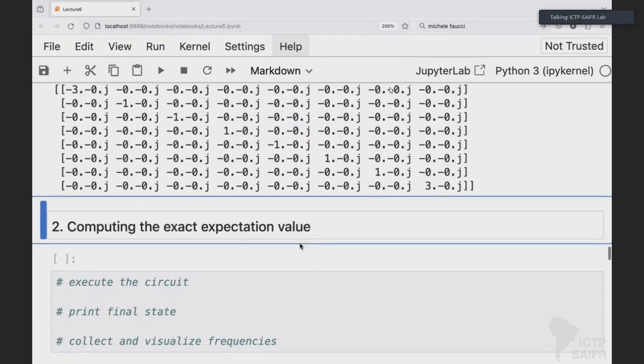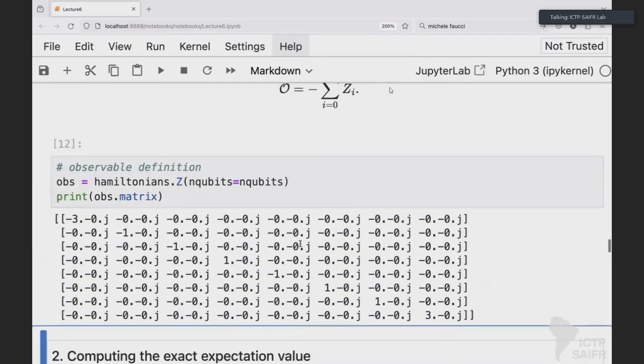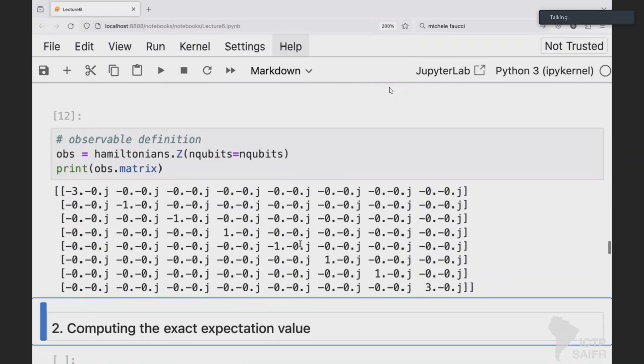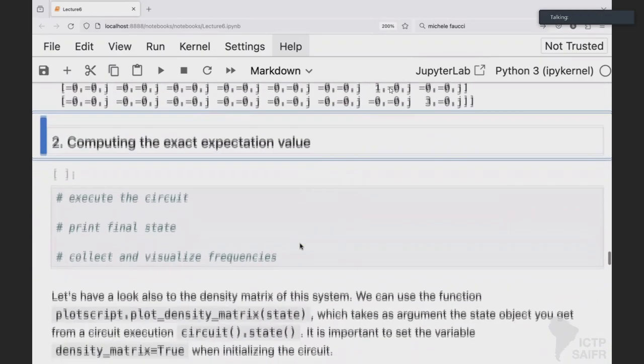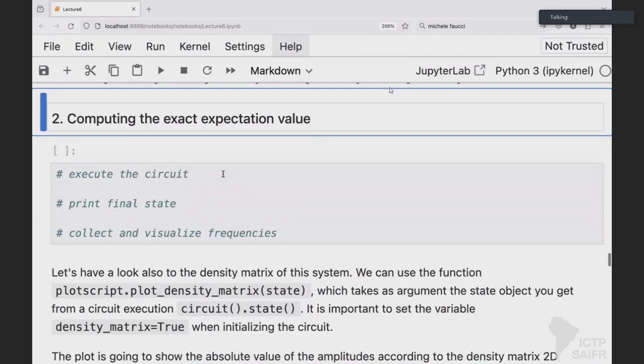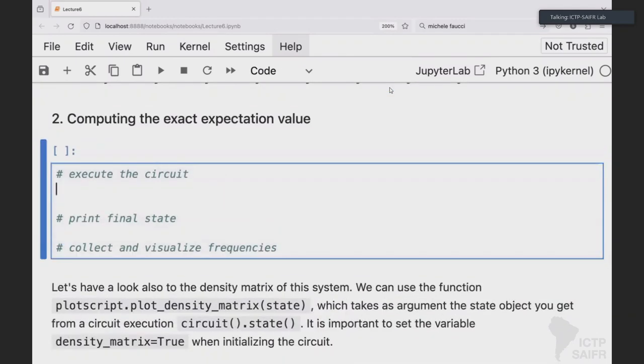Now, is that okay? So we have allocated the Z Hamiltonian. Now we can go ahead, ask the circuit to be executed, and then compute observables using the Z observable. Right, so let's do it. Our final state is equal to the circuit C with n shots equal to, for example, 2000. So this will perform the importance sampling that we explained yesterday.